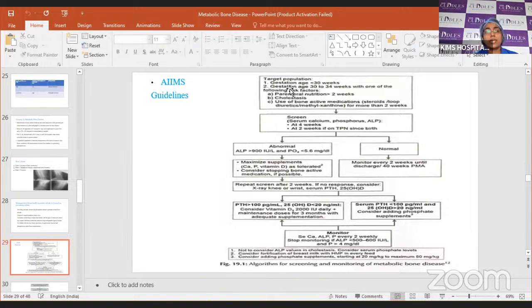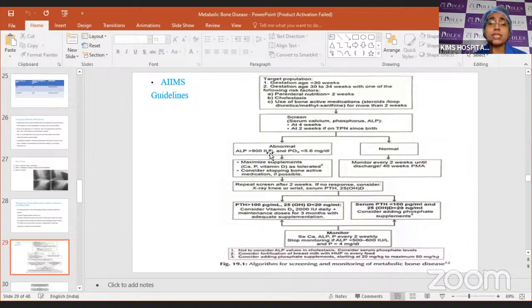So this is from the AIMS protocol. The target population we screen is gestational age less than 30 weeks, or gestational age 30 to 34 weeks with one of the following risk factors: parenteral nutrition for more than 2 weeks, use of bone active medications for more than 2 weeks, and cholestasis. This population we will screen at 4 weeks, but we can screen earlier if they are on continuous TPN since birth. If it is normal, we will monitor every 2 weeks until discharge or 40 weeks of PMA.